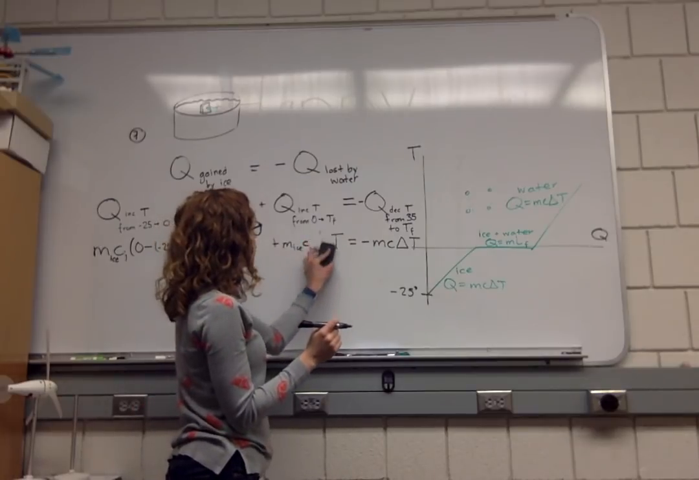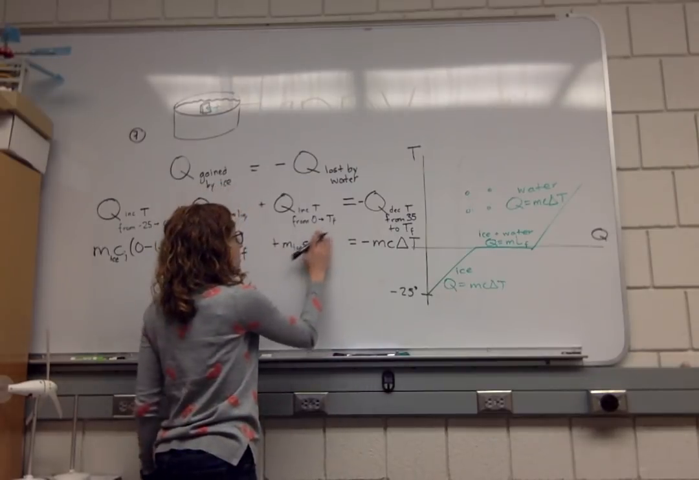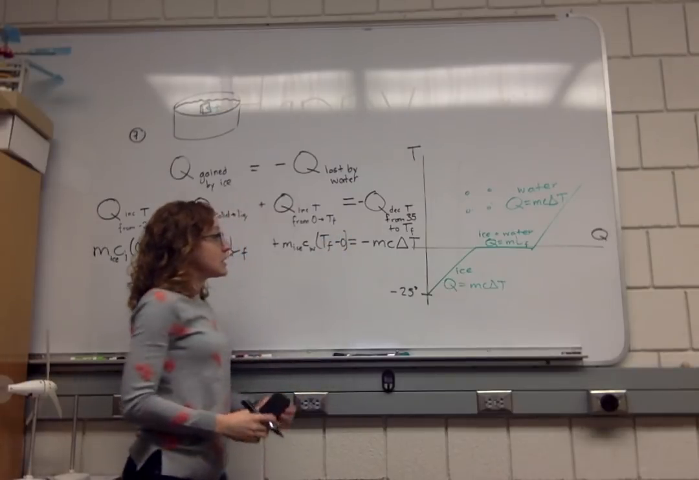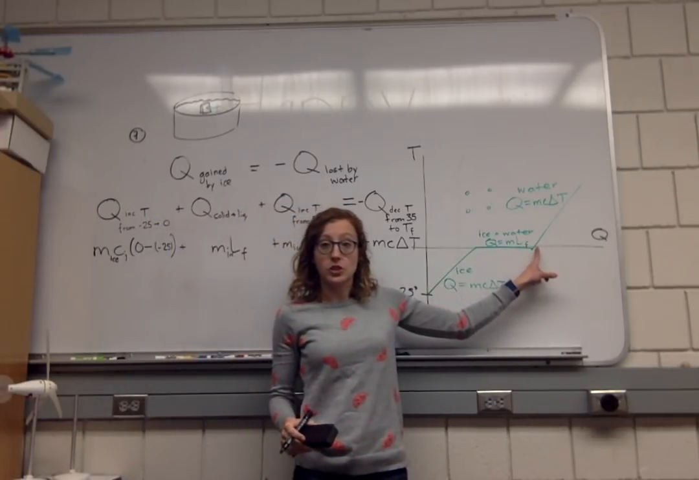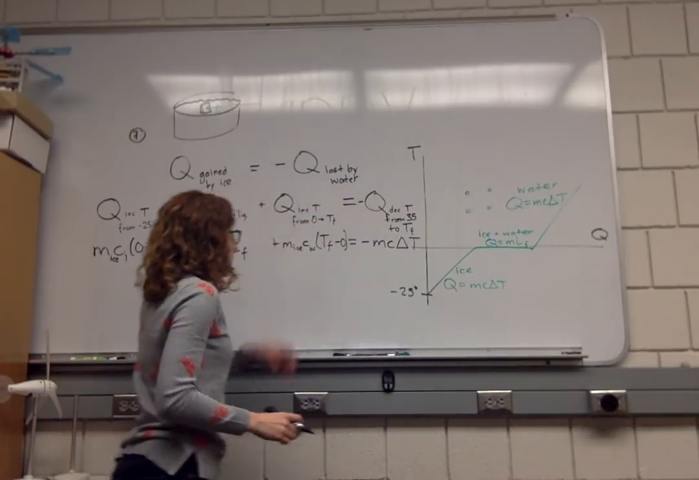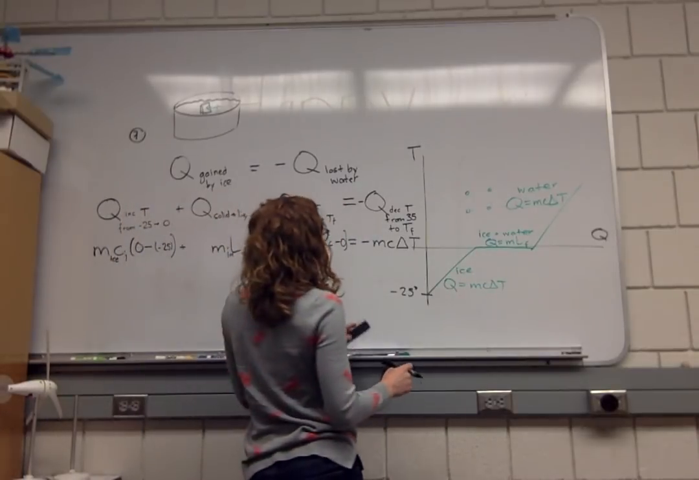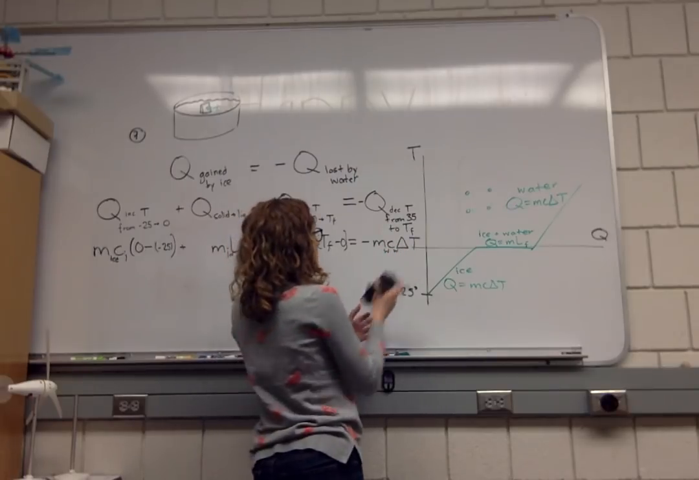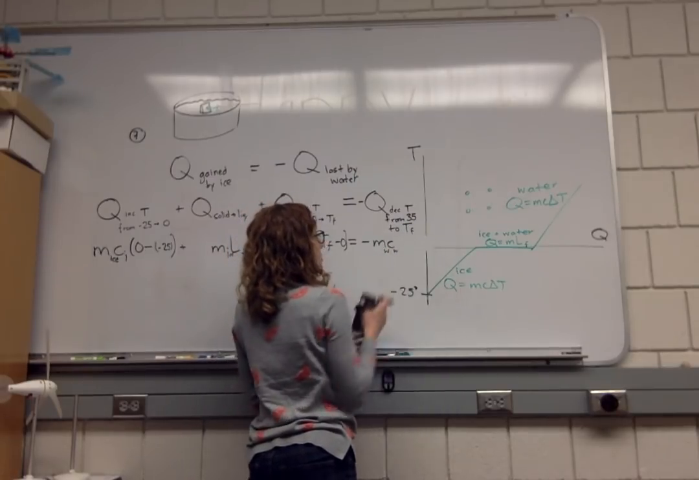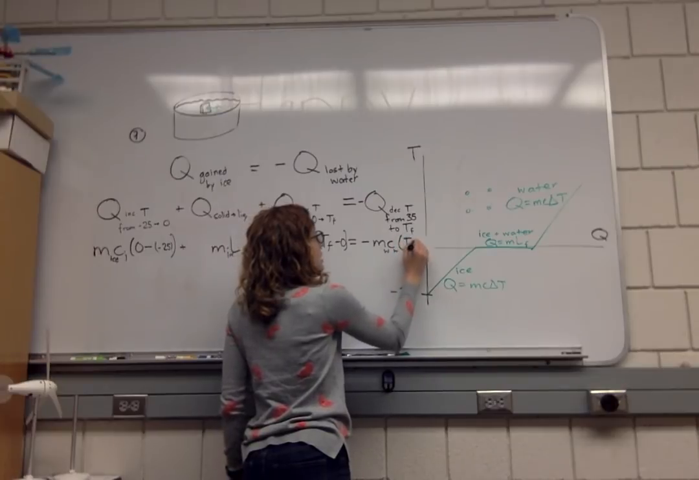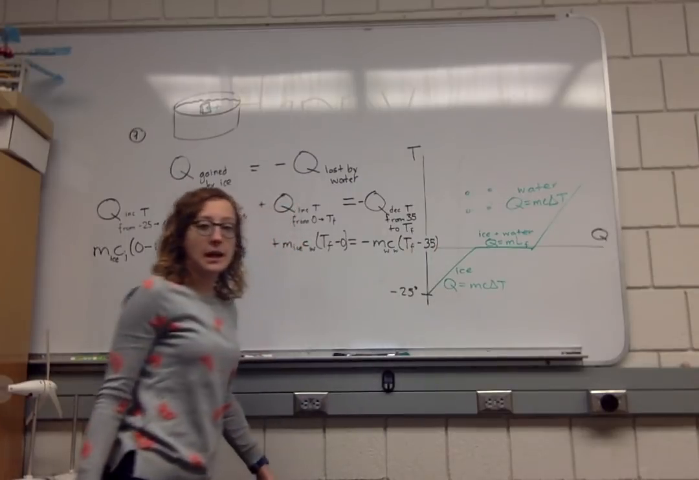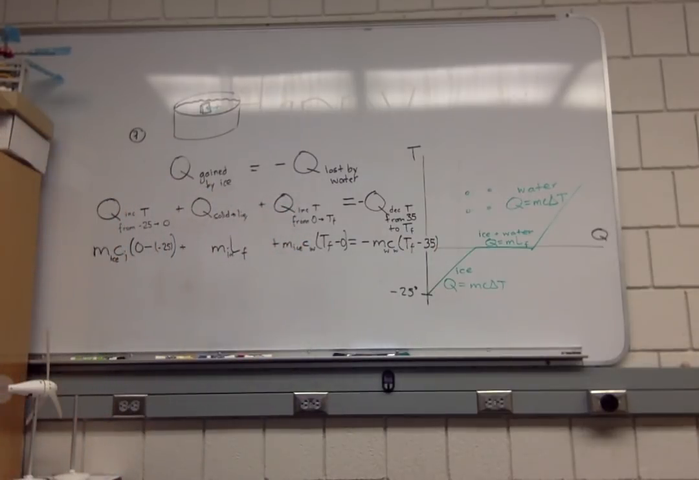And again, I'm going to replace this delta T here with TF, that's the mystery thing that I'm looking for, minus its initial, which was 0 for just that step, 0 degrees Celsius. And then this is going to equal the mass of the water times C of the water times this delta T of the water, TF minus its initial temperature, which was 35. So just TF minus 35. Nothing too fancy going on here.